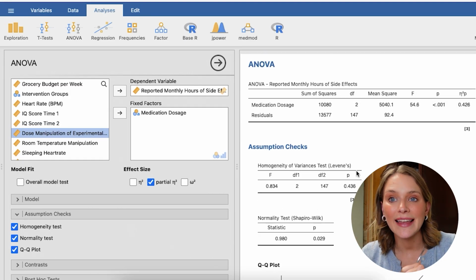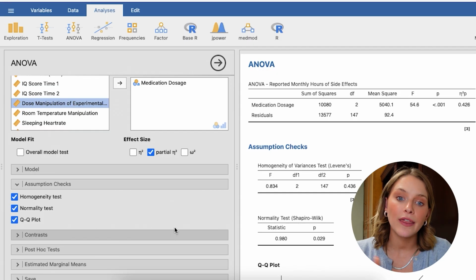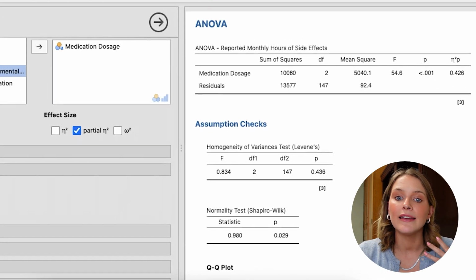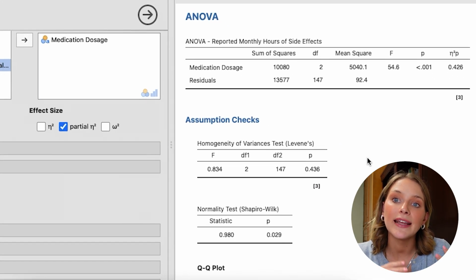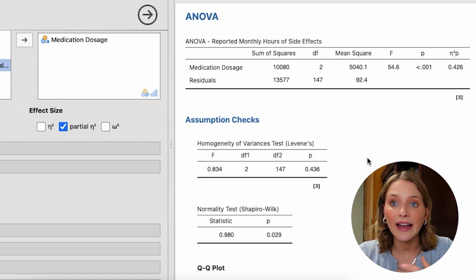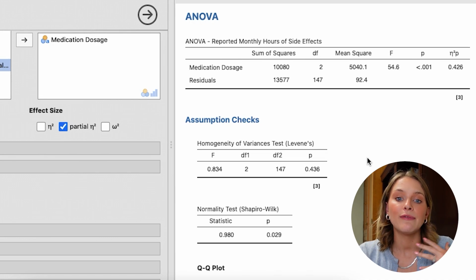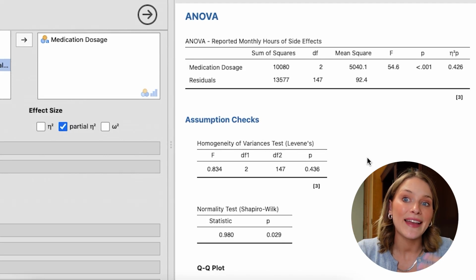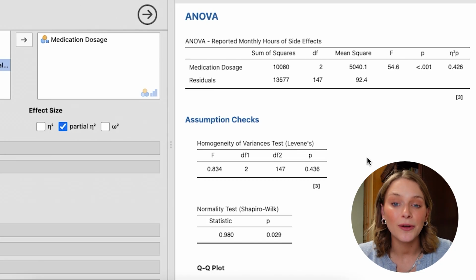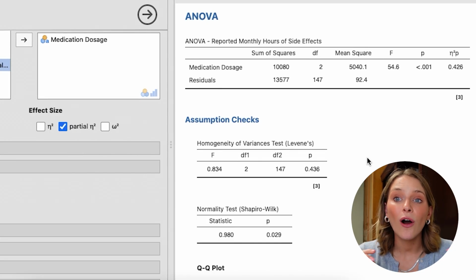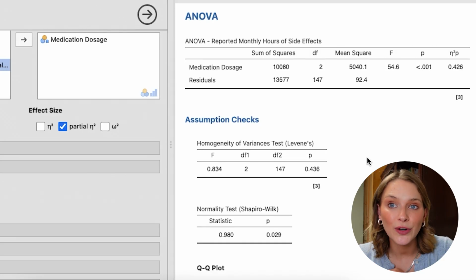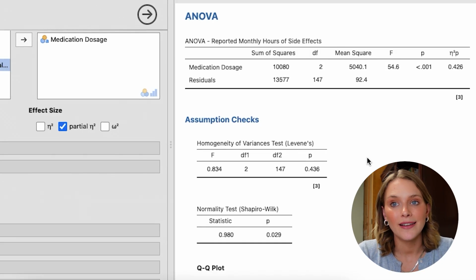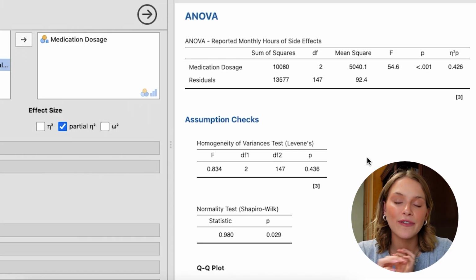So two main things to focus on here. First, the p-value. If p is less than 0.05, then that means that the medication dosage significantly affects the reported side effects. If p is greater than 0.05, then that would mean that there was no significant difference in the group. Here we have a statistically significant p-value, and that tells us, hey, yeah, there are some statistically significant differences across the different groups for the reported side effects. So neat, we found that.